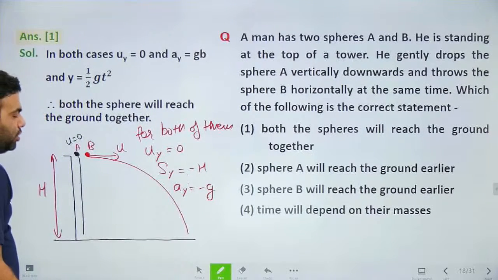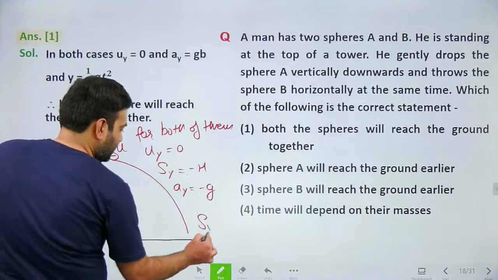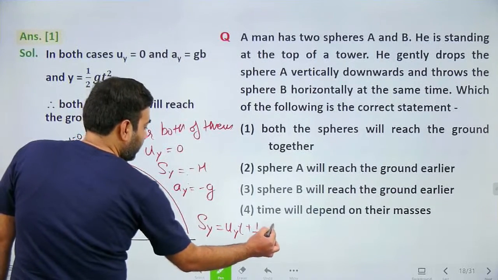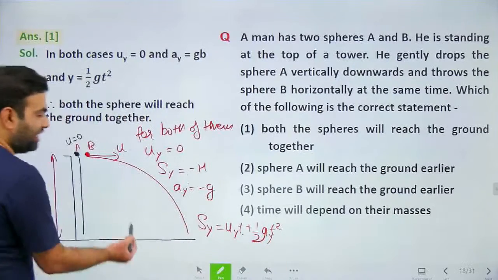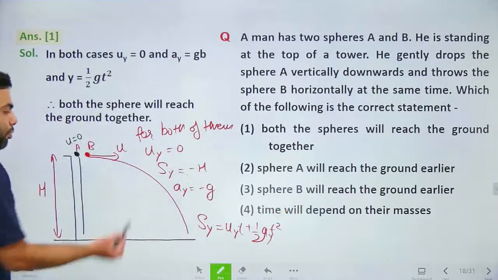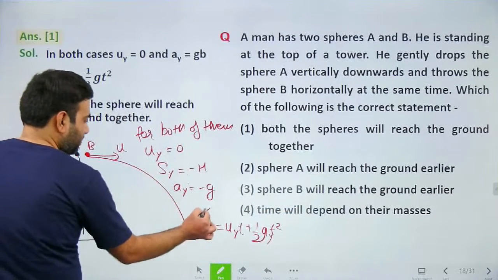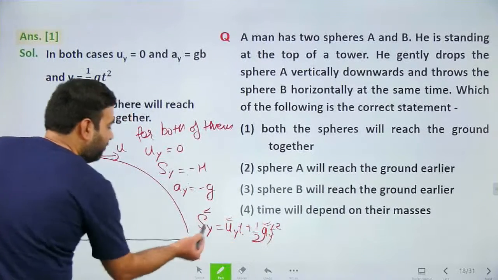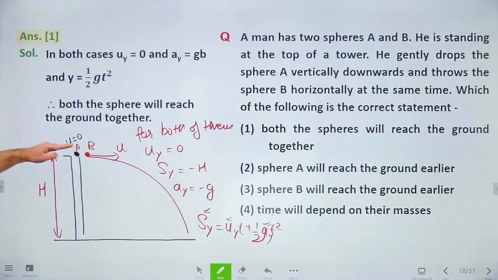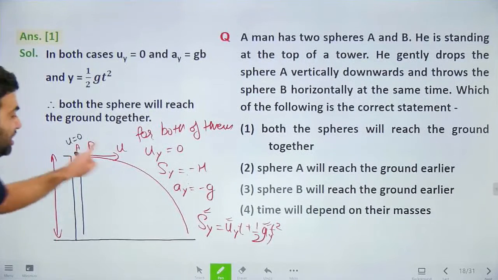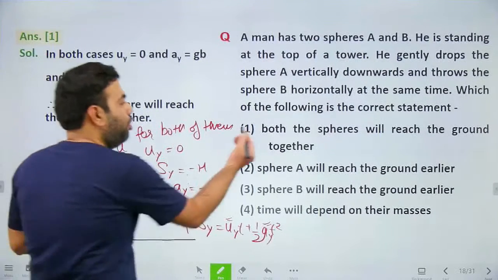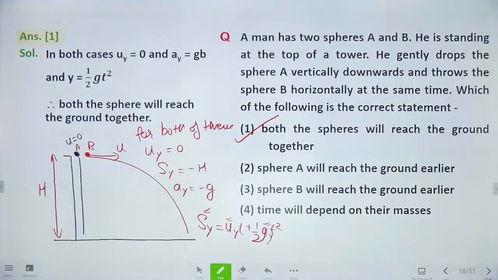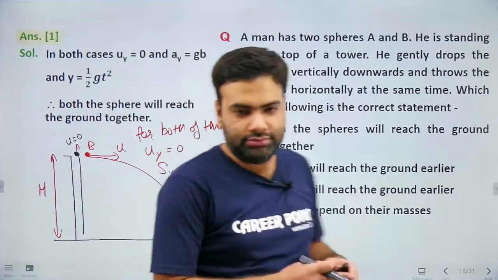So if I use the second equation of motion, that is s equals ut plus half a t square, in y direction, both of them have the same displacement, same initial velocity, same acceleration, so their time of flight will be the same. They will cover h vertical distance in the same time. That is why both spheres will reach the ground together. So the answer is option 1.